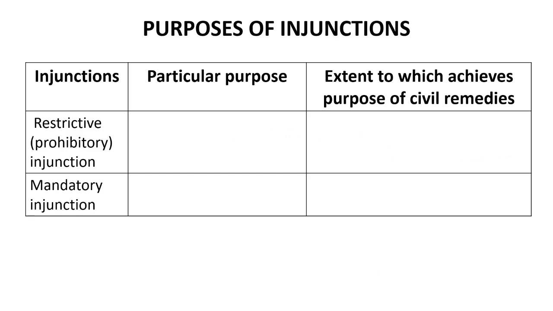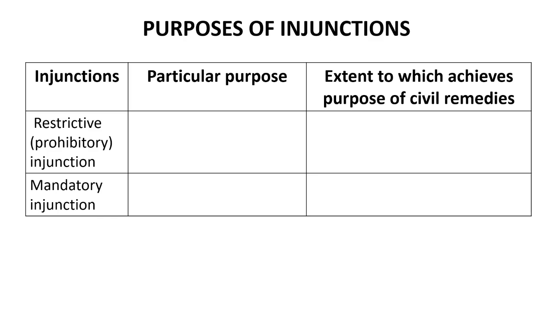The focus of this video is on injunctions. As you can see, there are 2 different types of injunctions. Each of these types of injunctions has a particular purpose, and these particular purposes align with the overarching purpose of civil remedies, which is to restore the plaintiff as far as possible to their original position.